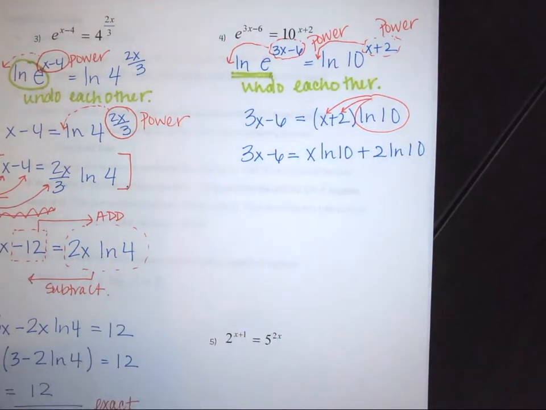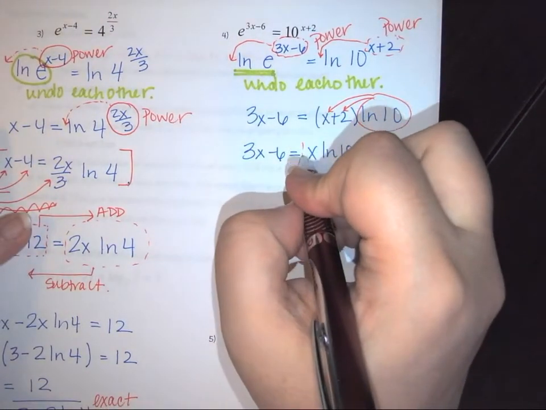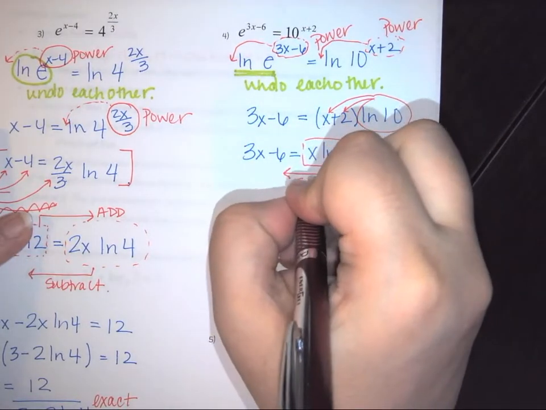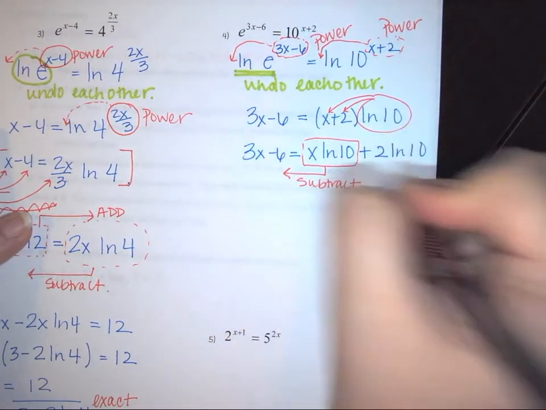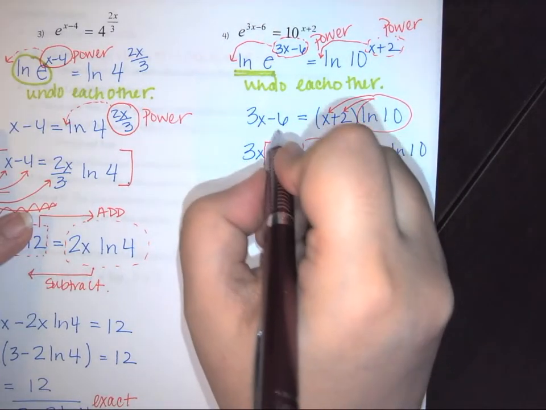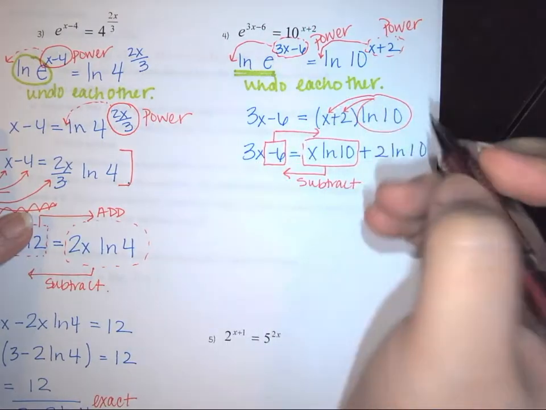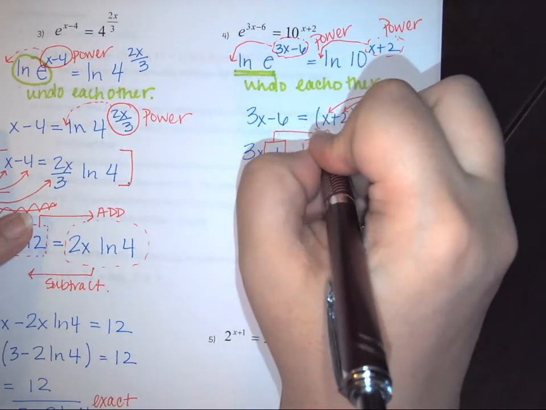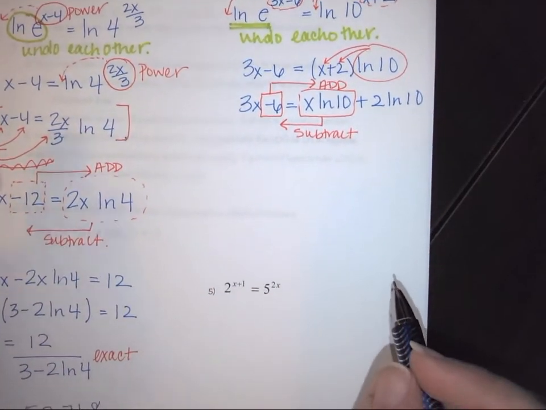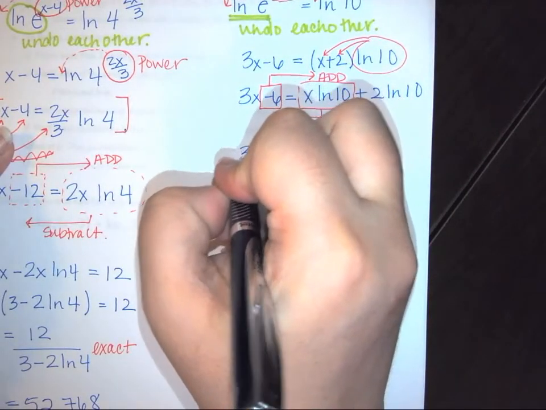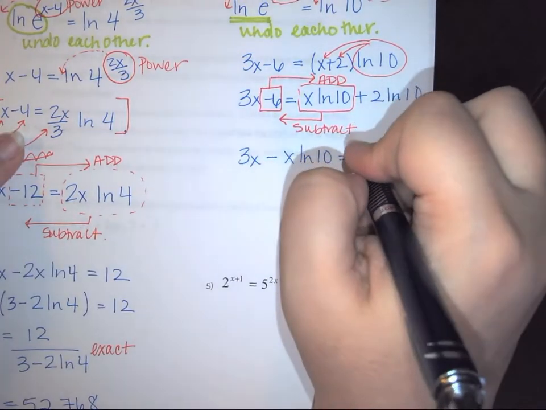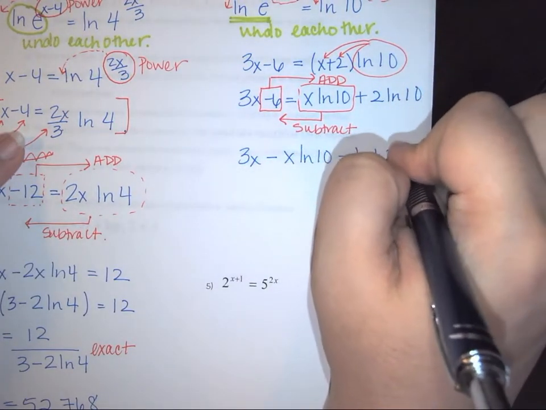I need to move my x, so this right here, I need to move this direction through subtraction. And then I'm going to take this negative 6 piece and move it this direction, through addition. And so here I rewrite my equation, so I have 3x minus x natural log of 10 is equal to 6 plus 2 natural log of 10.